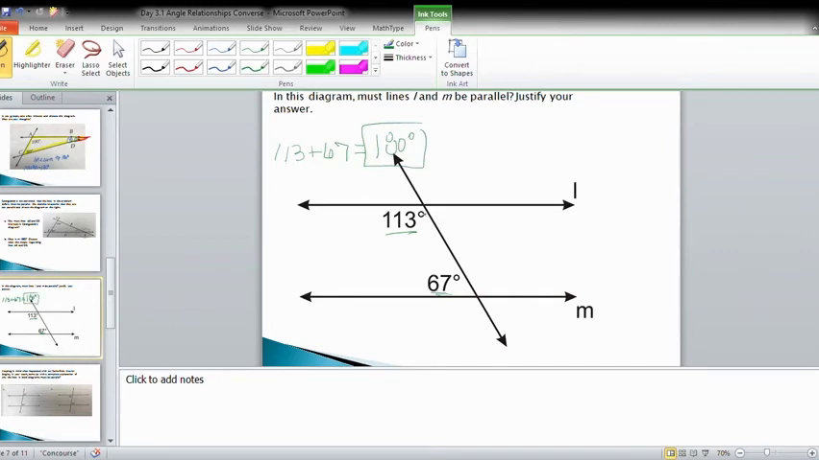Therefore, we know this line and this line can't meet, can't make a triangle because we ran out of angle measurements. So line L and line M must be parallel because our interior angles are supplementary, right? So the converse is true. If same side interior angles are supplementary, then lines must be parallel.